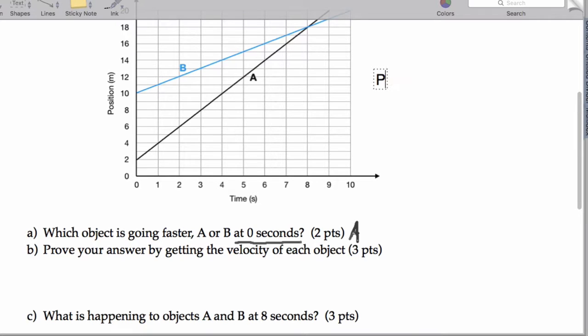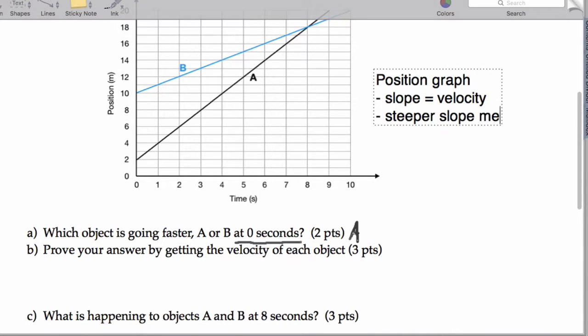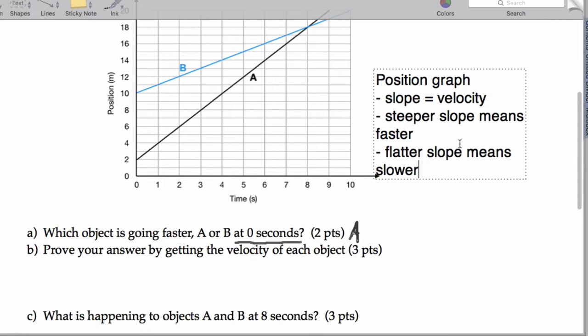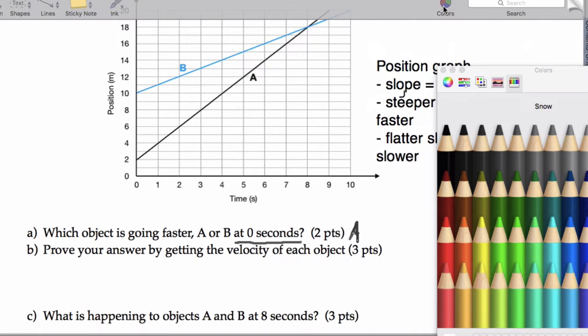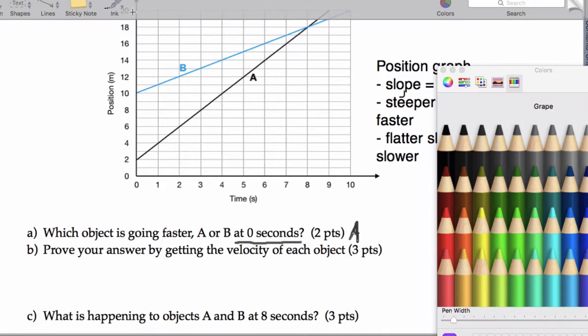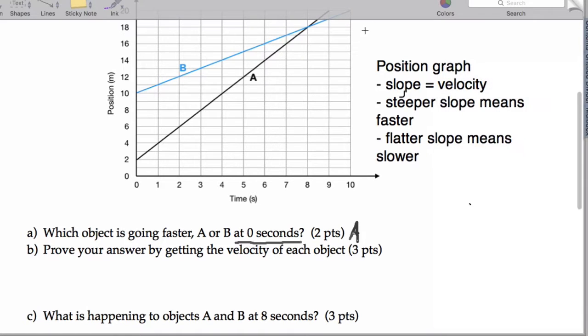So these are things I would put in my card. For a position graph, and be careful that you label that, the slope tells you the velocity, and steeper slope means faster, and the corollary, flatter slope means slower. That's your first little note card point. I don't know how I'm going to mark these. Maybe I'll put little stars by these. I'm going to put a little star here just to let you know that you should put that in your index card.